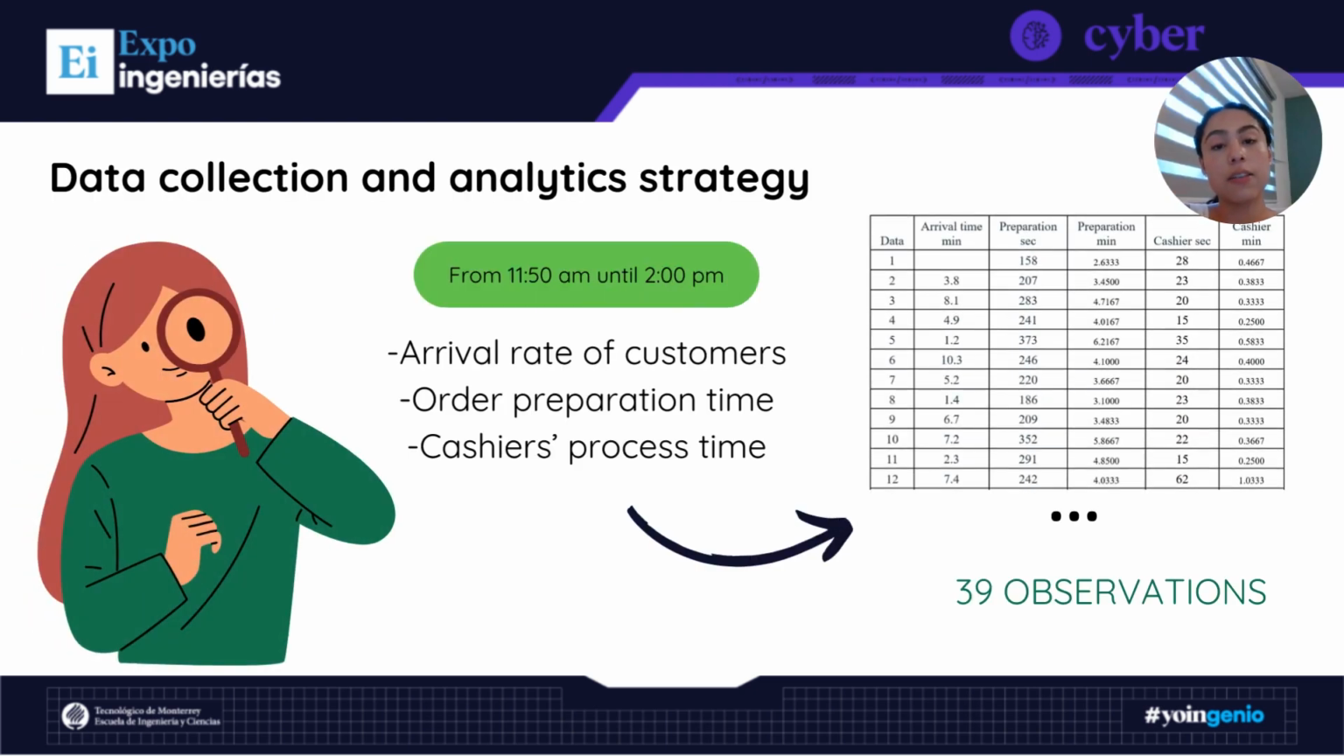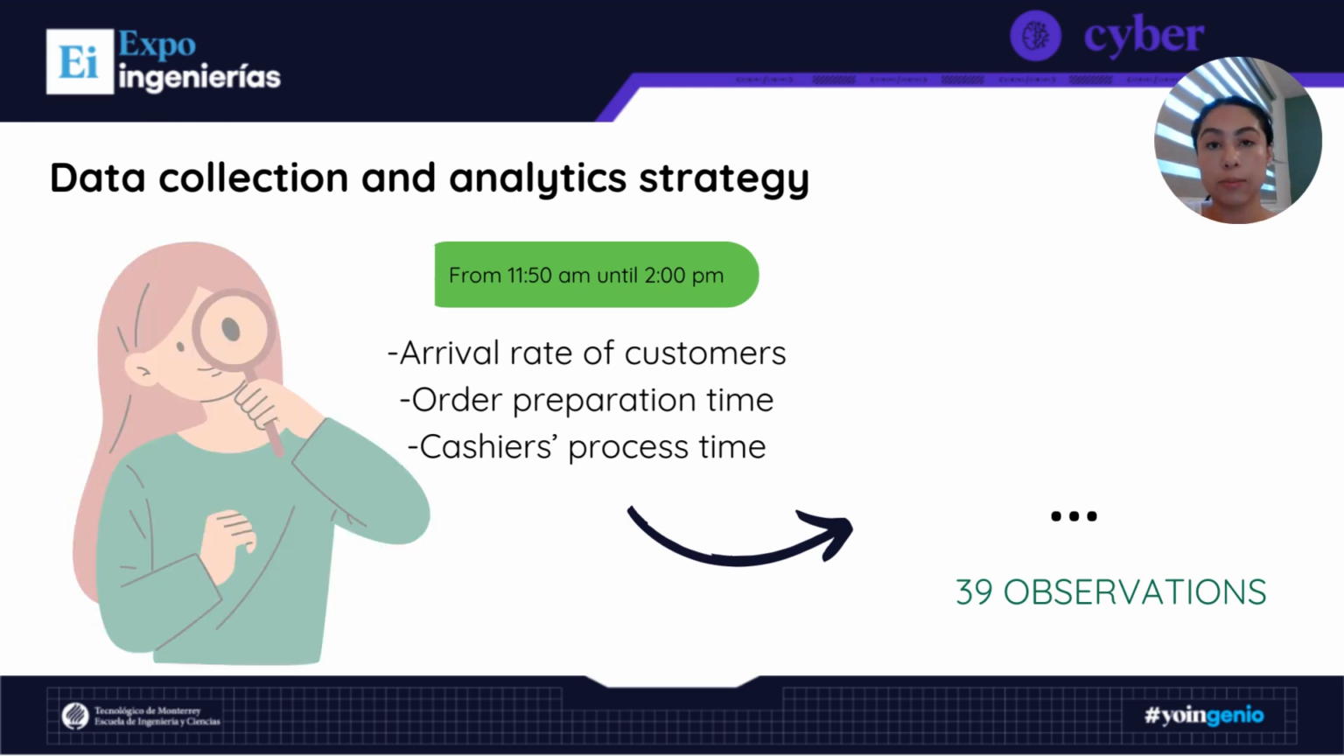So for the collection of data, we arrived one day at 11:50 a.m. until 2 p.m. and we recorded data of arrival rate of customers, order preparation time, and the cashier's process time. We got a total of 39 observations that we could use later for our simulation.